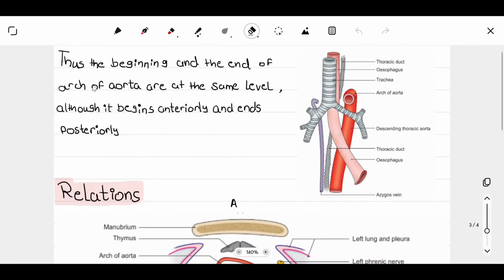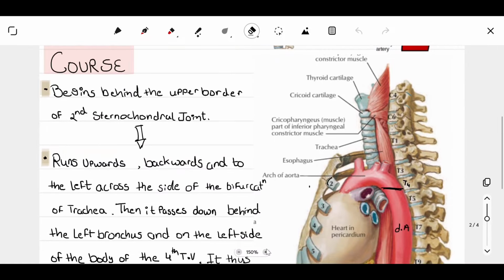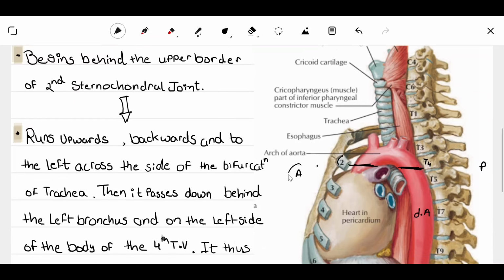Lastly, the beginning and the end of arch of aorta are at the same level, although it begins anteriorly and ends posteriorly. What he is saying is that arch of aorta begins and ends at the same level. This is our anterior, this is our posterior. So arch of aorta begins at this level and ends again at the T4 level, which is the same level of starting and ending, but arch of aorta starts anteriorly and ends posteriorly.